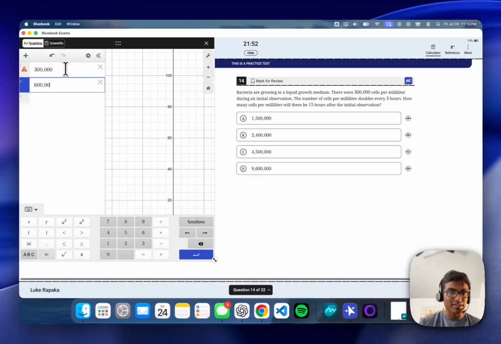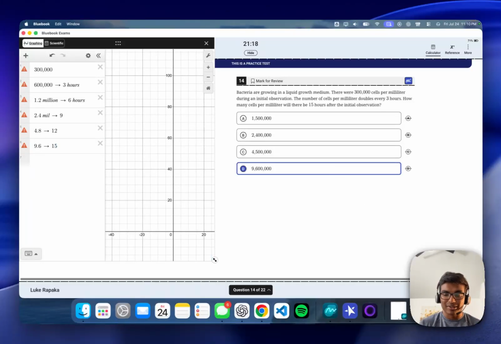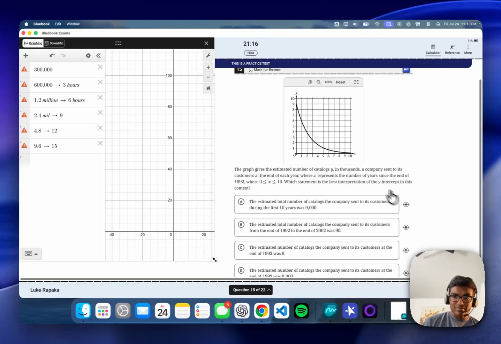Let's put the commas there for ease. That's 3 hours, right? Another 3 hours, it's going to go to 1.2 million. That's 6 hours. That's going to go to 2.4 million in 9 hours, then 4.8 million in 12 hours, and then 9.6 in 15. I'm basically doubling this every 3 hours, so once we're at 15 hours, we're at 9.6 million. That's our answer.